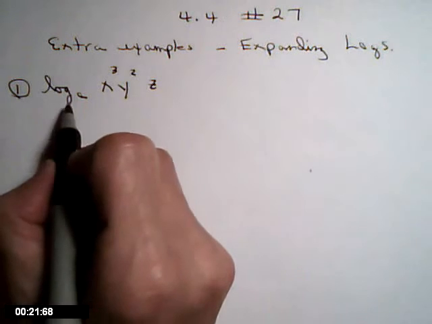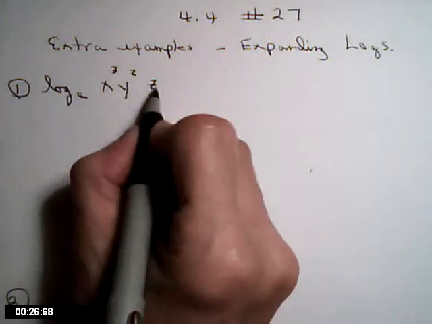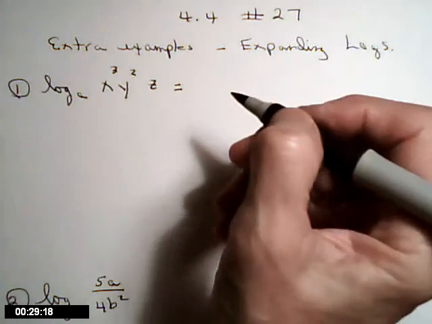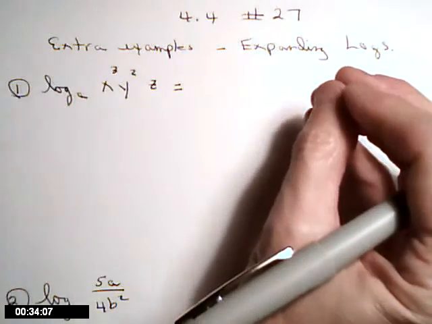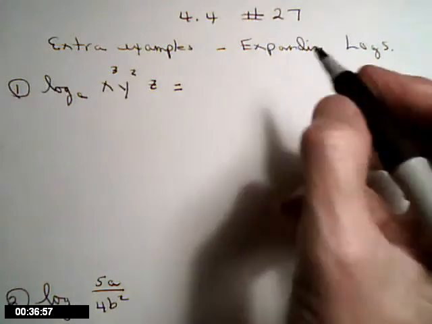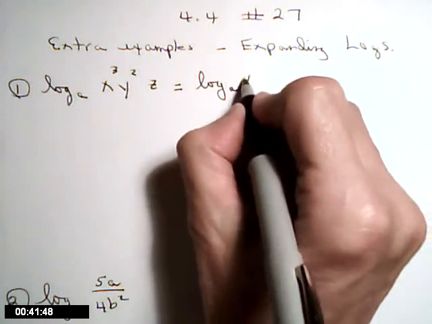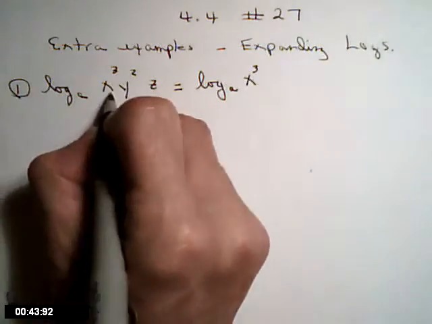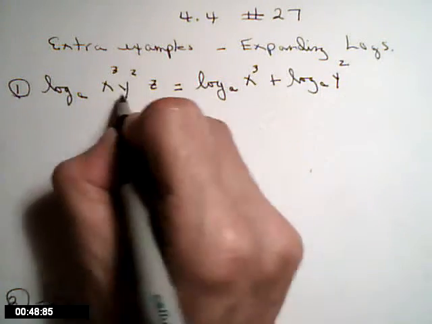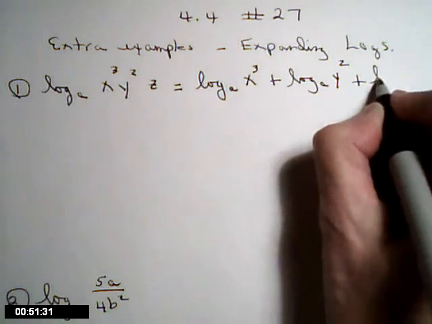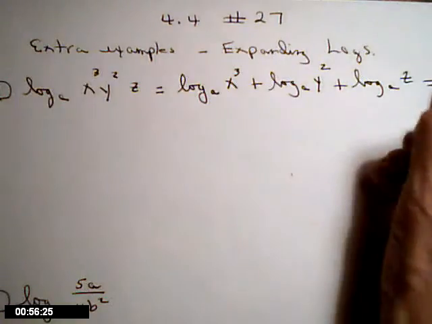I have one logarithm, and I want to write it as multiple logarithms. Now, I notice that x, y, and z are multiplied, and you remember that with the properties of logarithms, we associate multiplication with addition. So the first thing I'm going to do is take log base a of x cubed, which is the first part of my argument, add it to log base a of y squared, the second part of my argument, plus log base a of z. Notice I use the same log and base for each.